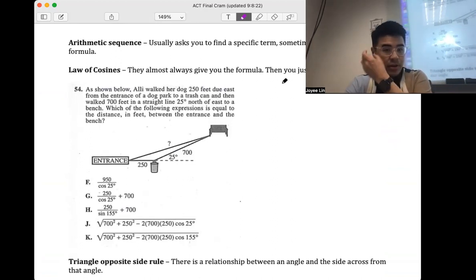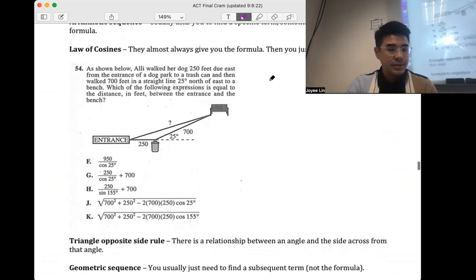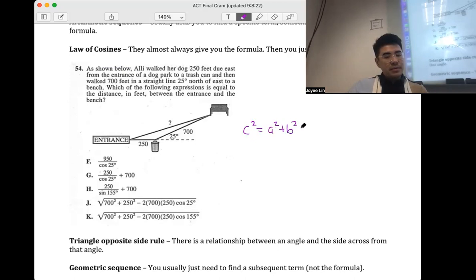Law of cosines is almost always going to give you the formula. Then you just have to plug things in. So the formula for law of cosines is c squared is equal to a squared plus b squared minus 2ab cosine C. They'll give it to you most of the time. I think this one they didn't give it to you.